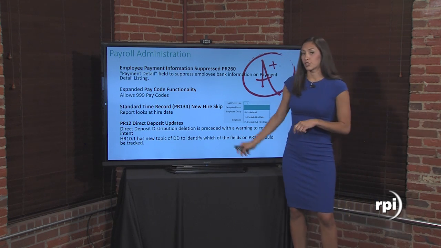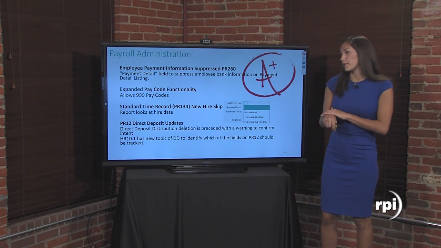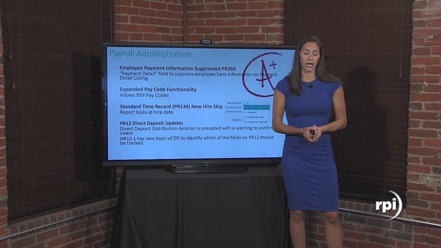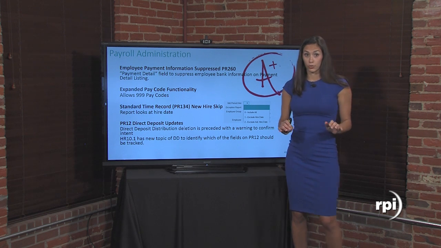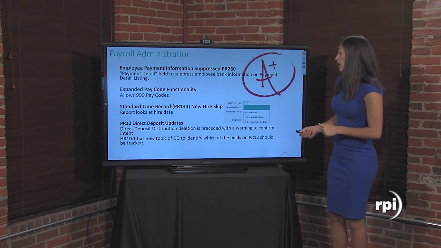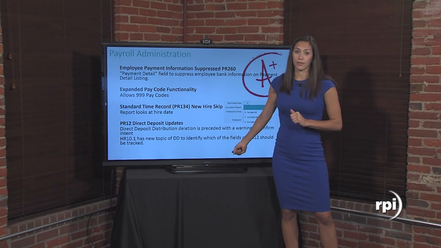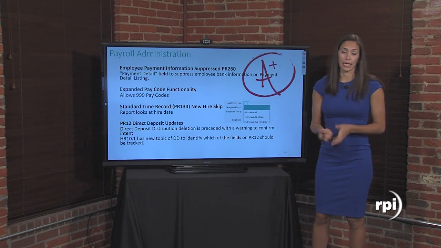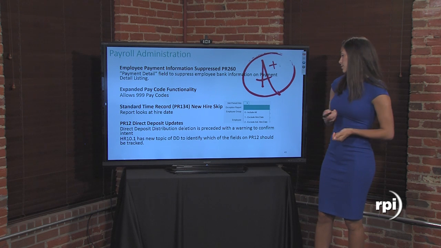Then a couple updates to your direct deposit screen. First, if you go to delete an employee direct deposit record, it's just going to say, hey, are you sure you want to do that? Give you a warning to confirm that was your actual intent. And then on the HR10, there's a new topic of DD for tracking any history around employee direct deposits.